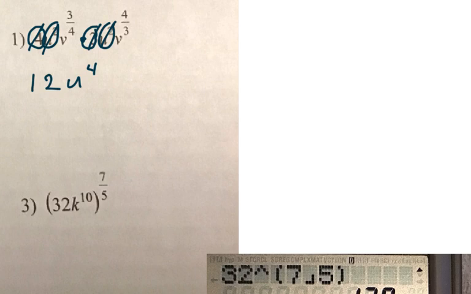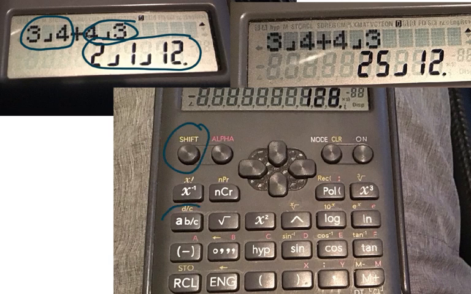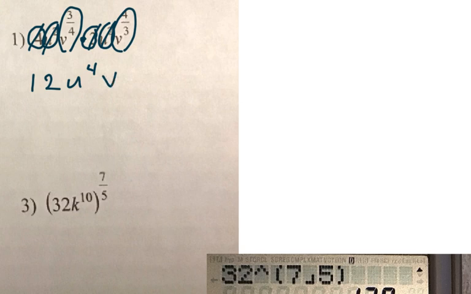Now, the last thing we have to do are these v's. So I want to remind you we're going to add those exponents, right? And with the calculator, everyone knows how to type in a fraction. And notice when I added these together, I get a mixed number. So don't forget, we need to do shift and our fraction button in order to convert it to what we call an improper fraction. So I added 3/4 plus 4/3, and I got 25/12. And that should be the correct answer for number 1.